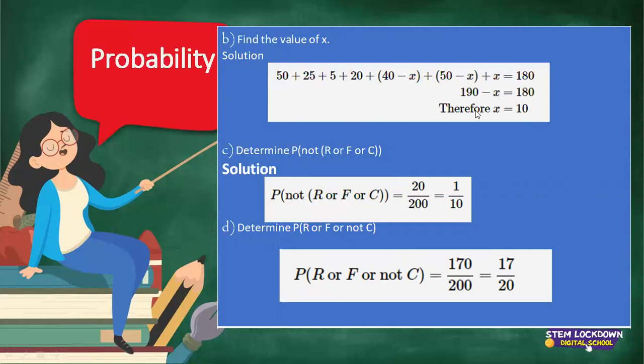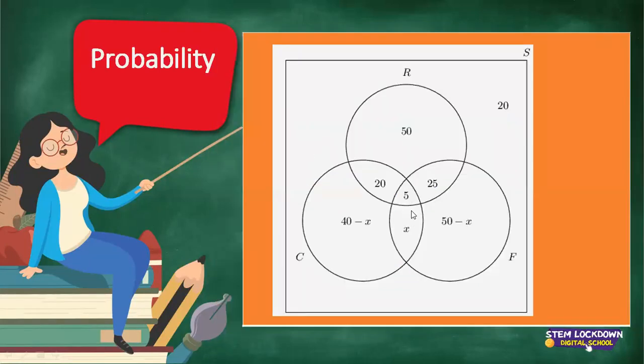By moving 180 to the one side and x to the other side, 190 minus 180 is 10. That means our value of x is 10. So the value of x is 10.